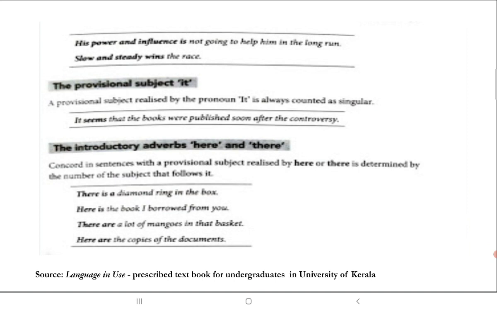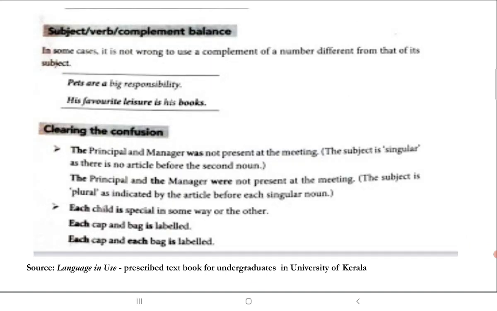Now coming to the subject-verb complement balance. In some cases, it is not wrong to use a complement of a number different from that of the subject. For example, pets are a big responsibility. Then his favorite leisure is his books. So that is another kind of writing it. Okay, so pets are a big responsibility. His favorite leisure is his books.